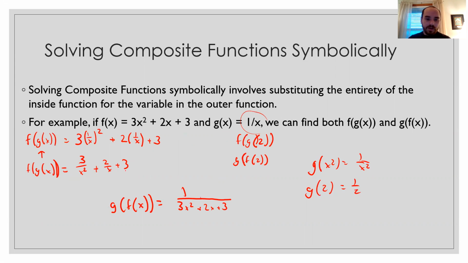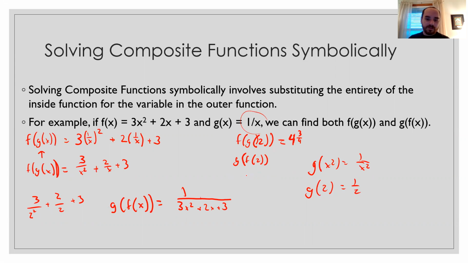And let's look at why. If we plug in 2 to f of g of x, that's our top one, we'd have 3 over 2 squared plus 2 over 2 plus 3. 3 over 2 squared is 3/4. 2 over 2 is 1. 3 doesn't change. So we'd have 1 plus 3, which is 4, and 3/4. So our answer is 4, 3 over 4, 4.75. You can make it 19/4, whatever you feel is easiest.